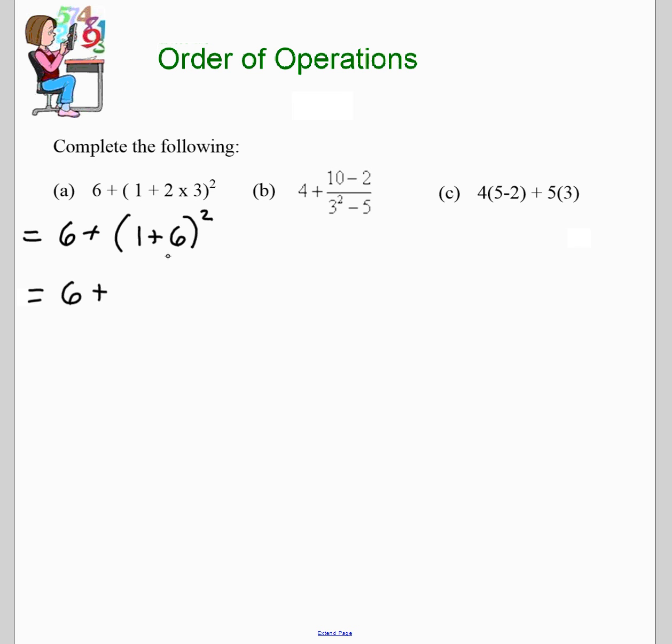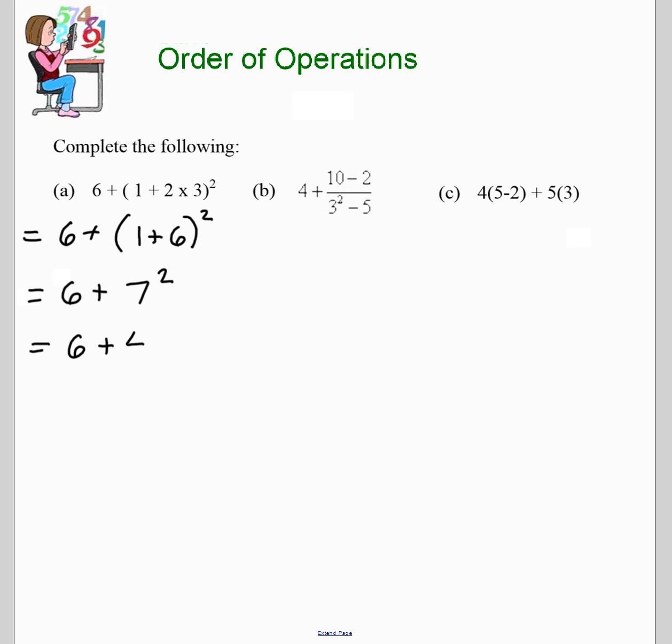So now we can do what's inside the brackets, and we get 7. Now we follow, again, BEDMAS, so we're going to do the exponents next. So again, we're just going to keep writing that 6. Figure out what 7 squared is. That's 49. Now, finally, we can add the 6, and we get our final answer of 55. It is important that you show all your steps, and as I said, an equal sign means that things are equal, so the line above must be equal to the line below.